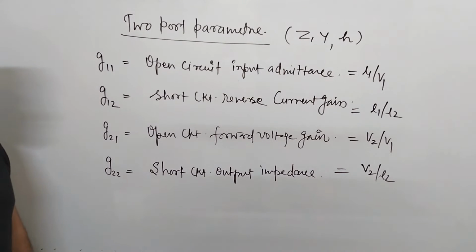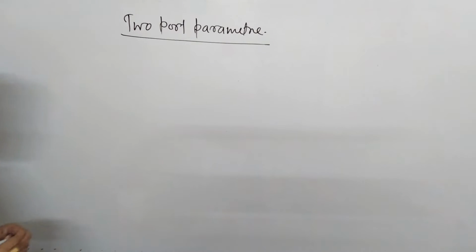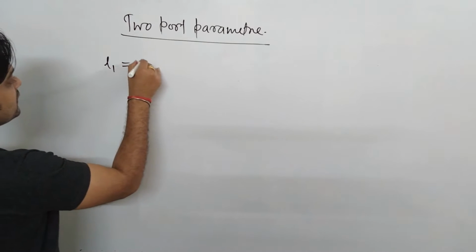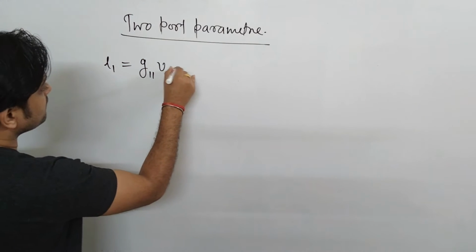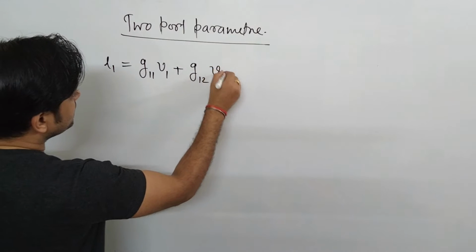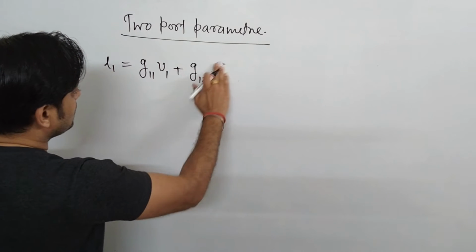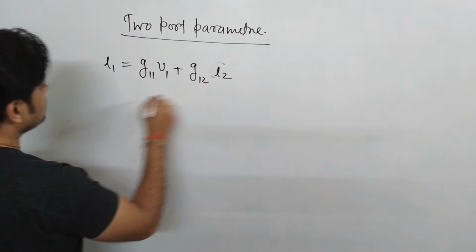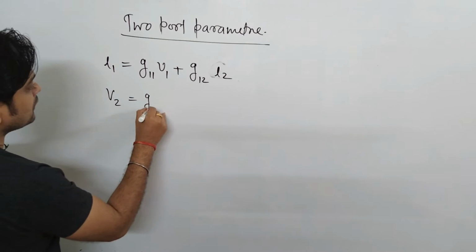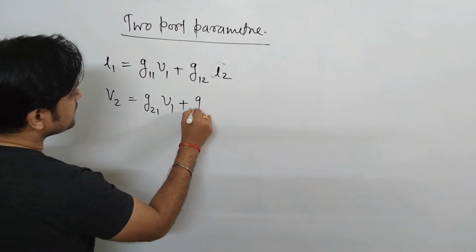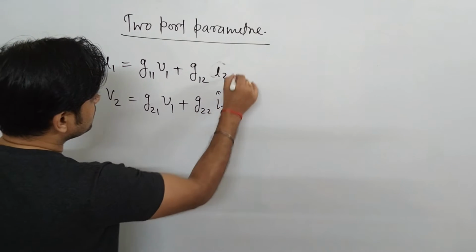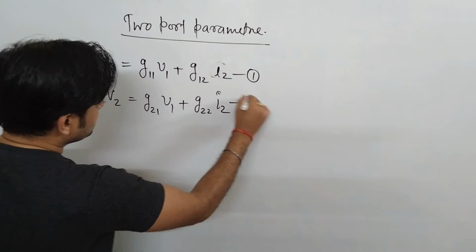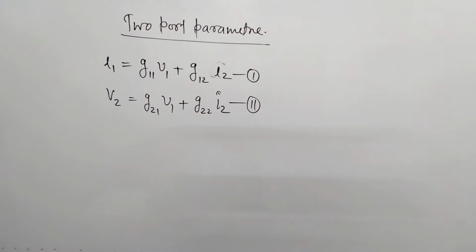Now we will see the equivalent diagram. For drawing the equivalent diagram, as I said, first of all we have to write the equation, that is I1 equal to G11 V1 plus G12 I2, and V2 is equal to G21 V1 plus G22 I2. This was our equation 1, this was our equation 2.